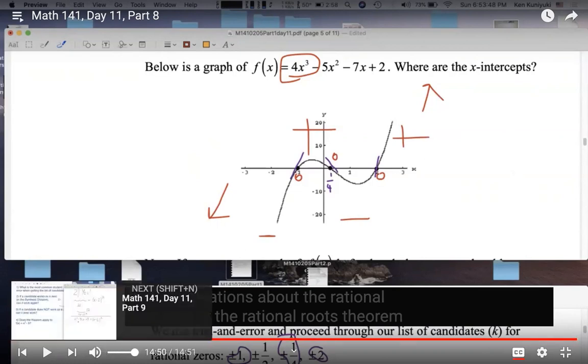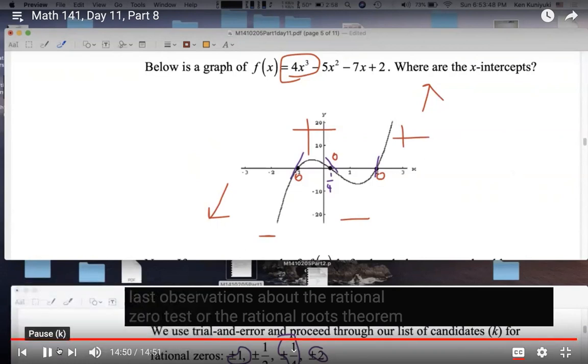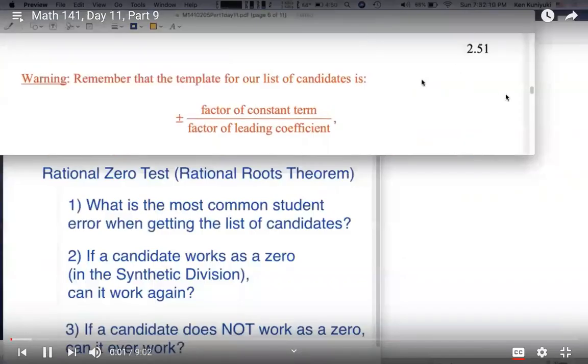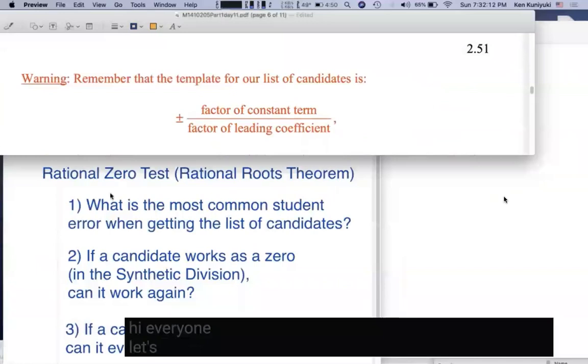Rational zero test. Hi everyone. Let's discuss in further detail the rational zero test or the rational roots theorem. Remember that the template for the list of possible rational zeros, the list of candidates, is given by plus or minus factors of the constant term over factors of the leading coefficient.